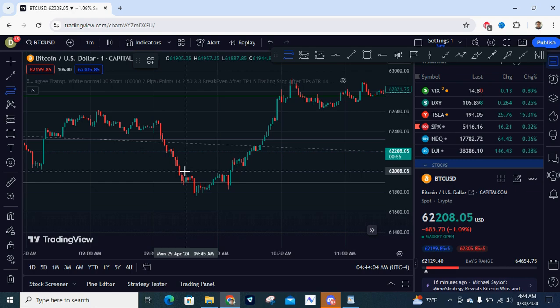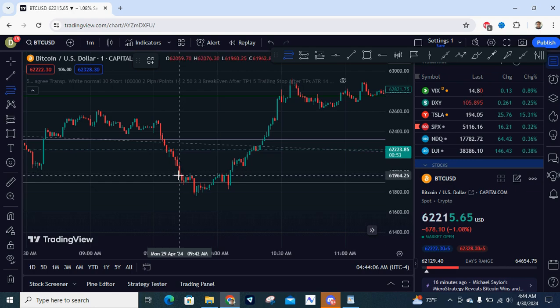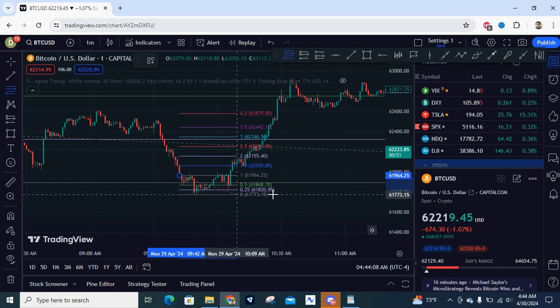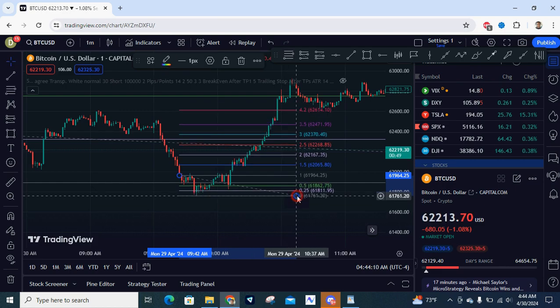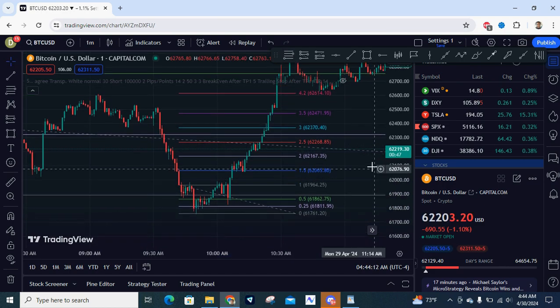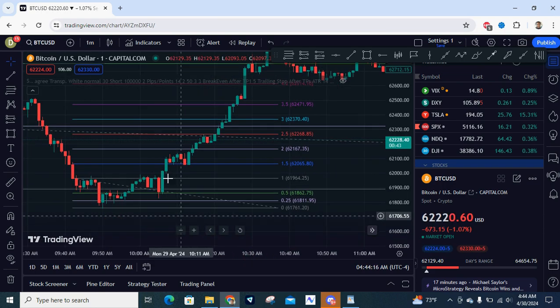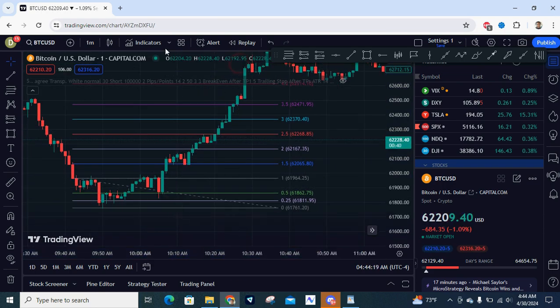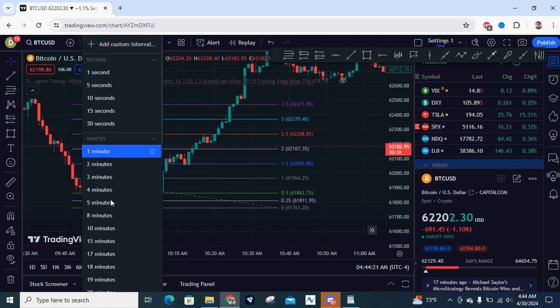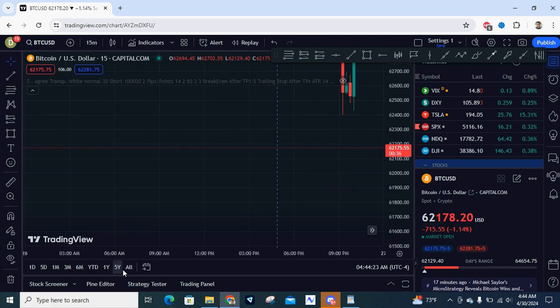Okay, Fib retracement. Okay, right here. I find what's going on within the 5 or 15 minute. Okay, I use a 15 minute.